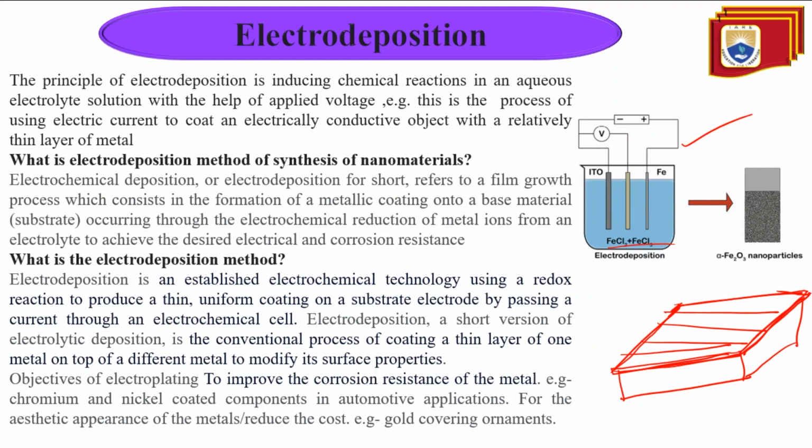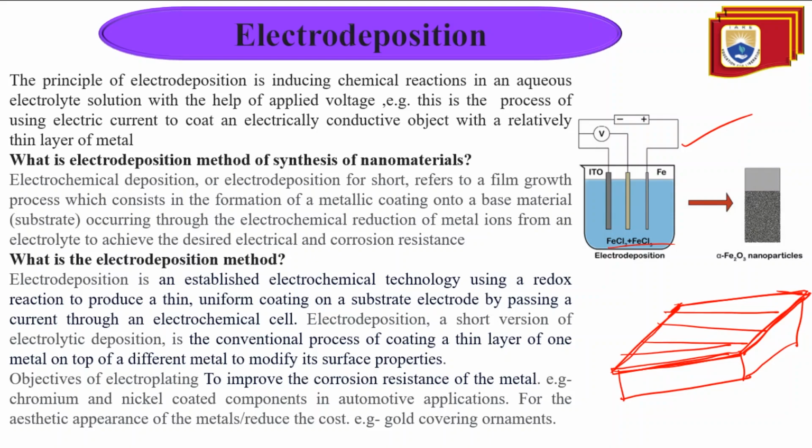So that's what electrodeposition is: a conventional process of coating a thin layer of one metal on top of a different metal to modify its surface properties. To modify surface properties, in the sense, is to avoid the oxidation of the metal deposited on the substrate. We use different layers and try to study some conductive measurements, right?